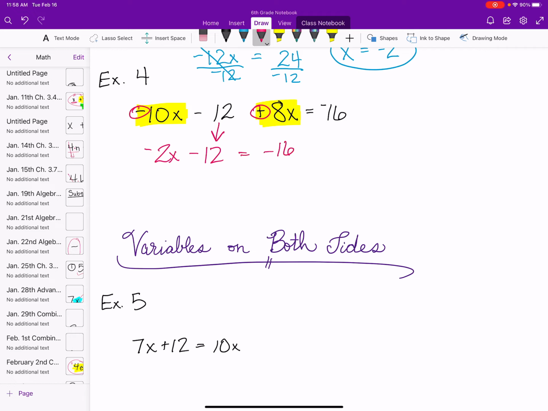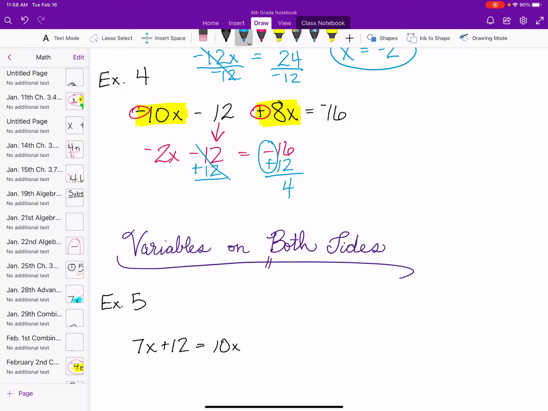Okay, then I need to get my x by itself, and I need to do addition and subtraction first. So I'm going to take the opposite of minus 12, which is plus 12. Notice here, these are different signs, meaning I'm going to subtract. 16 minus 12 is 4.